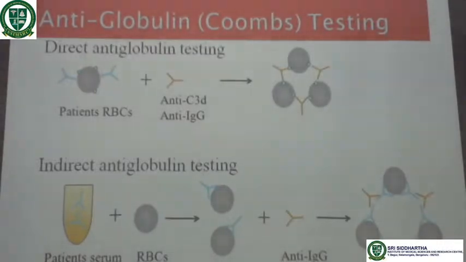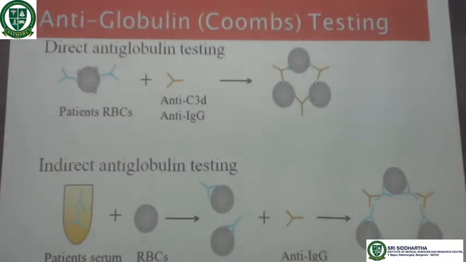The second one is indirect antiglobulin testing. It's an indirect method, a bit long-term, a long route method. Try to understand. Here we don't take the patient's RBCs. We take the patient's serum. We have separated the serum from the cells, the RBCs. We have taken the serum. Serum contains antibodies. You know it is a condition of autoimmune hemolytic anemia. The patient serum contains the antibodies. That is in the patient serum.